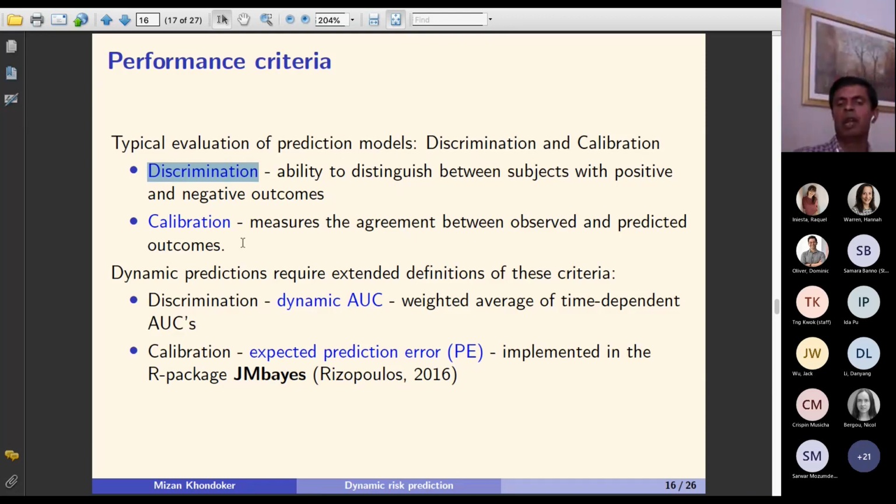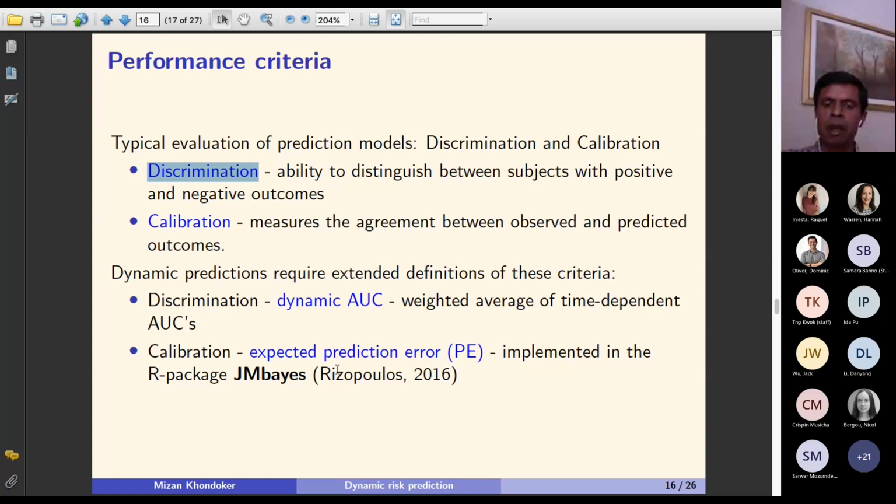For dynamic prediction, the standard discrimination and calibration measures don't work. So here we'll be using an extended definition of discrimination measure, called dynamic area under the receiver operating characteristics curve. This is a weighted average of the time-dependent areas under the curves. And calibration is the expected prediction error for joint models, as well as landmarking, implemented in the R package JMbayes.